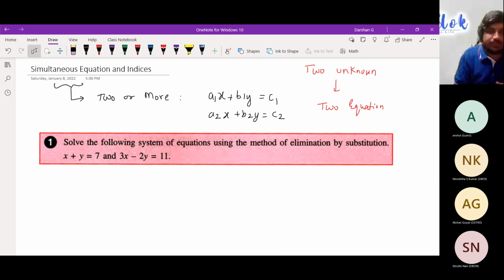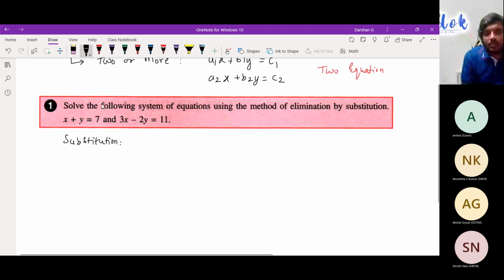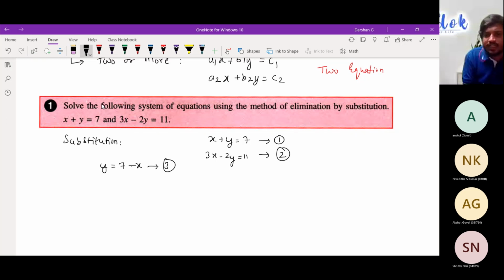Please start. First is substitution. I'll simply be explaining, so you can simply hear it if you don't know it, or if you know it, you can start doing it. We have two equations: x plus y equals 7, and 3x minus 2y equals 11. This is equation 1 and this is equation 2. Name the equations to be on the safer side. Take the simplest equation, x plus y equals 7. Find y, that is 7 minus x. I would name this equation 3 so that it is easy to understand.